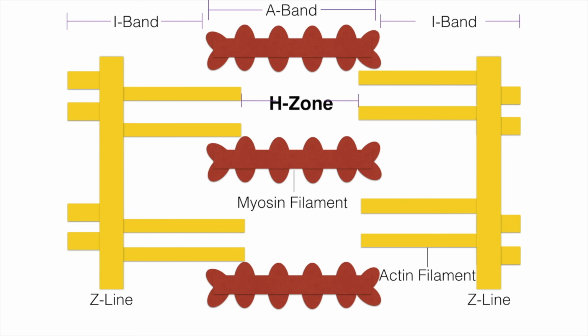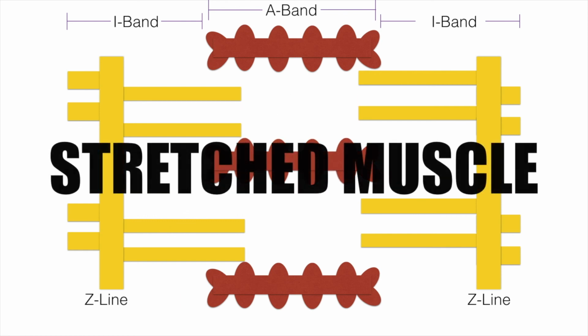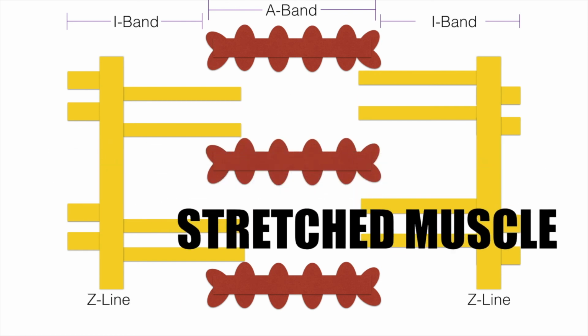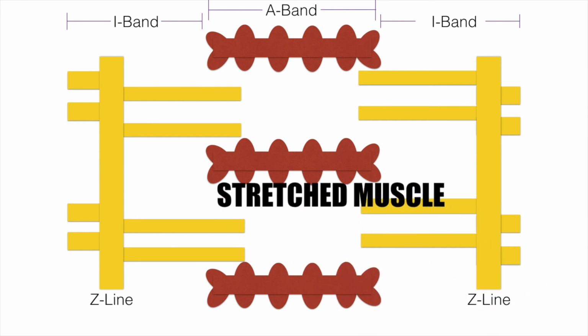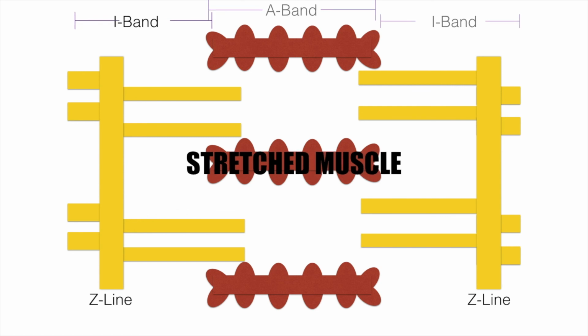During muscle contraction, the A-band remains the same length. The I-band shortens, the H-zone is reduced. In relaxed muscles, actin and myosin filaments lie side by side. The H-zone and I-bands are at maximum width.